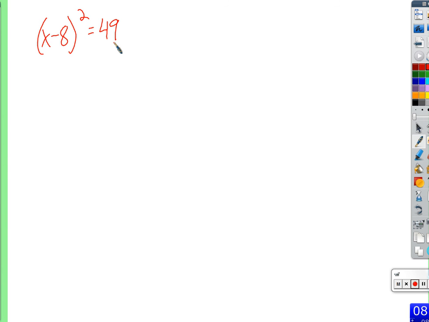Now this is a little different. Now we have a parenthesis squared, not just an x squared. Before we get too far, what does it mean? What does x minus 8 squared mean? It doesn't mean x squared minus 8 squared. I can't just distribute the square into the parentheses. It means x minus 8 times x minus 8. I'm not saying to do that, I'm just reminding you that's what it means.